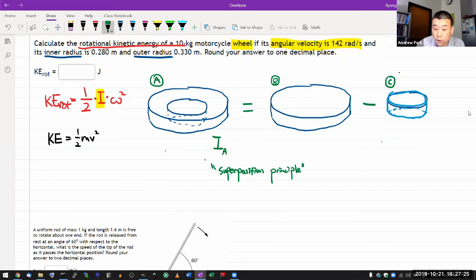And you're going to see one more example of the superposition principle in this class, but this is one of them. So it's worth mentioning it now. So we say that the rotational inertia of this object A can be described as, in this case, the rotational inertia of the disk B, and this time I'm subtracting the rotational inertia of disk C.